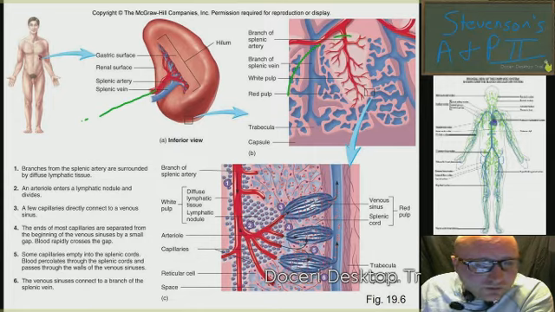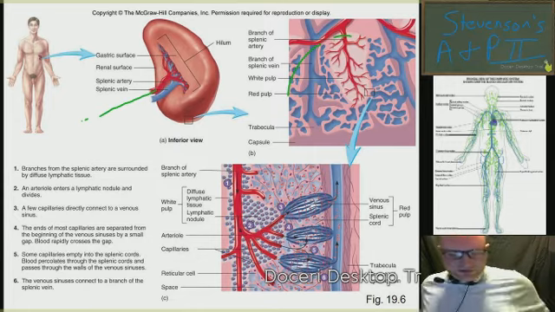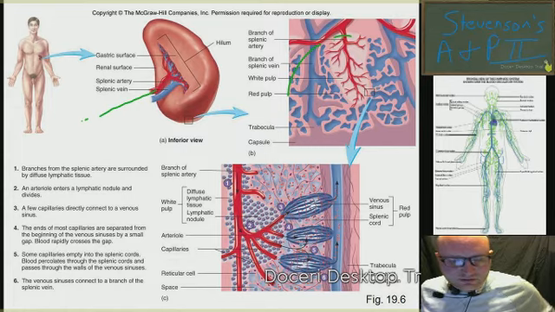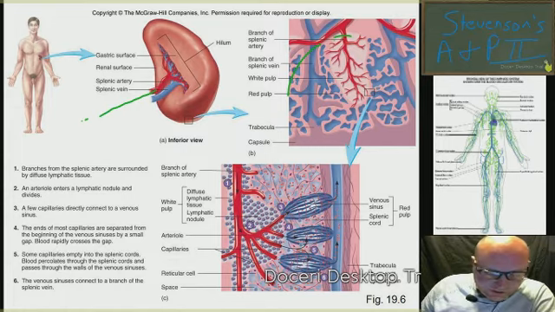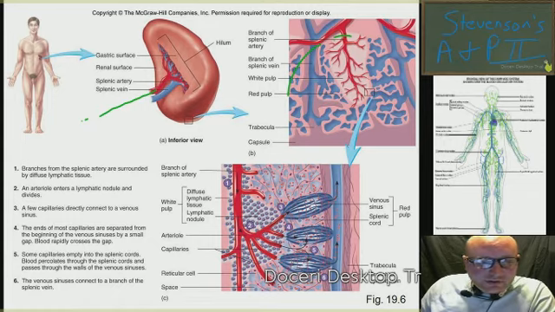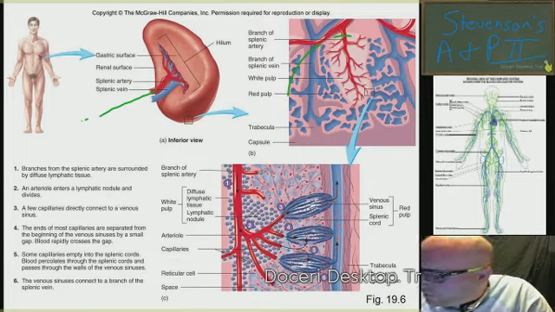And the ends of the capillaries are then separated from the beginning of the venous sinuses by a small gap, and then the blood can rapidly cross this gap. And some capillaries empty into the splenic cords. And then the venous sinuses connect to a branch of the splenic vein.